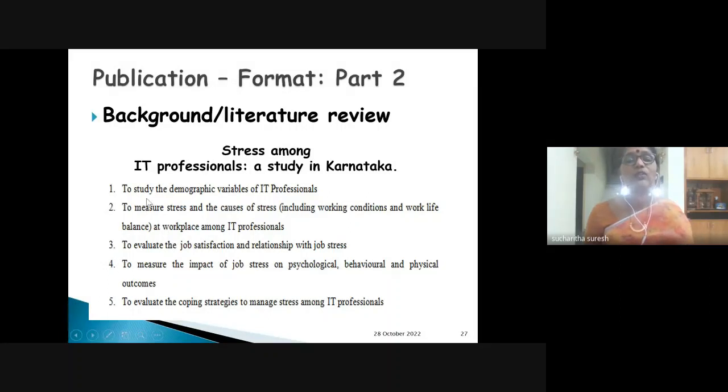So if you take only two objectives, to study the demographic influence on stress and to measure the causes of stress, only two objectives, if you take articles which are published talking about the demographic influence, and say that we developed one first objective to study this, and second objective. So two objectives are enough for any good journal.